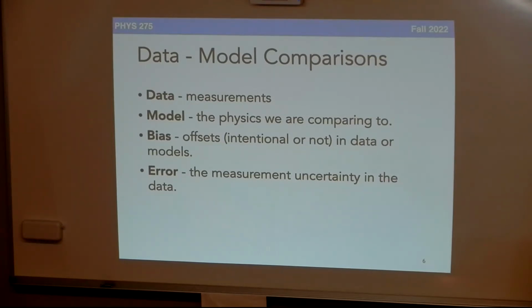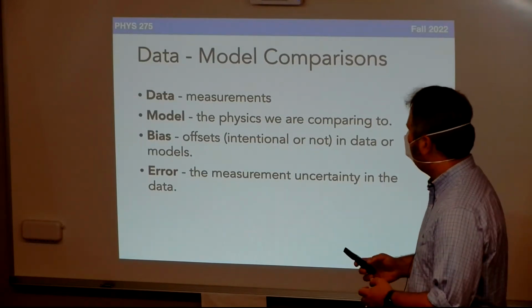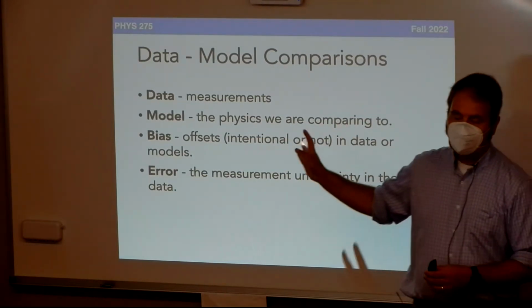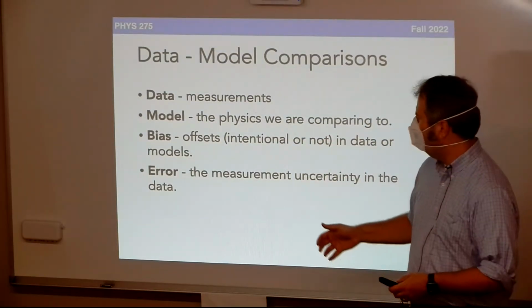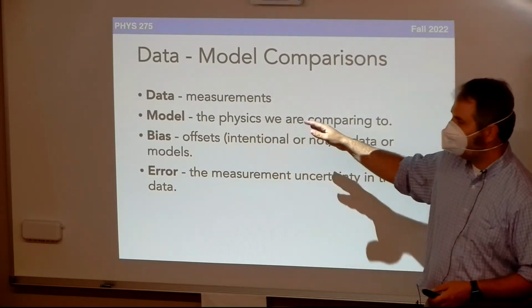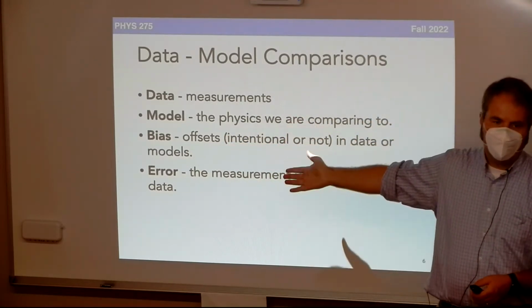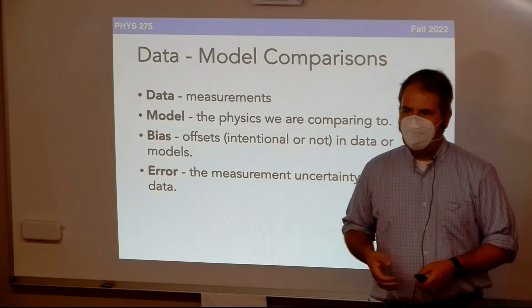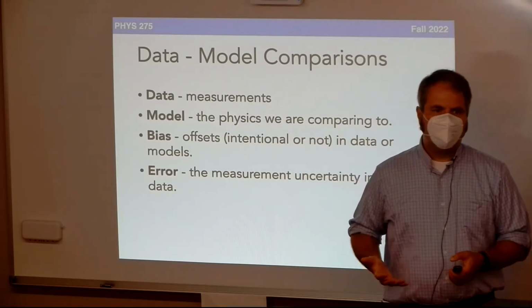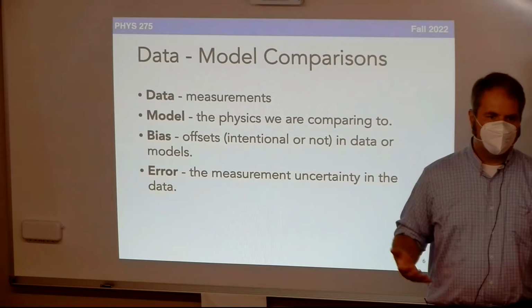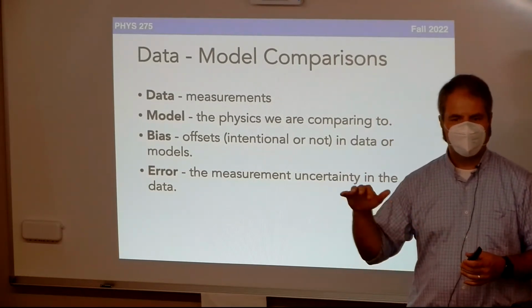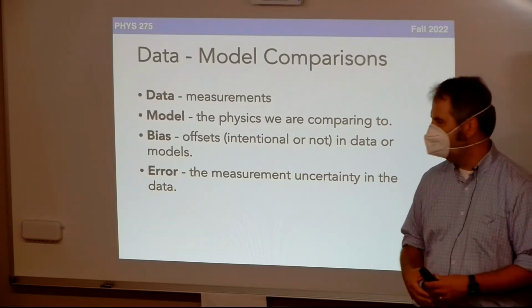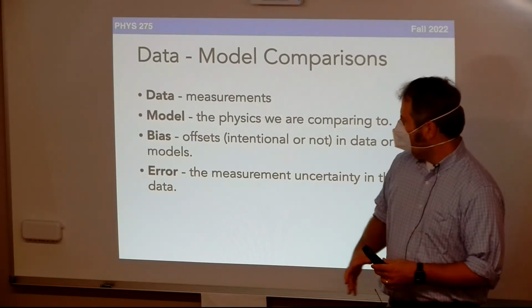So today I'm going to talk about data and model comparisons. Really, this is the heart of the course. You have data, which are typically physics measurements. You have a model, the physics that we're comparing the data to. So I don't know, you have a block of ice, you measure the temperature, and you have thermodynamics as your underlying theory. So you have a model of how temperature should rise in that block of ice in a given room, for example.